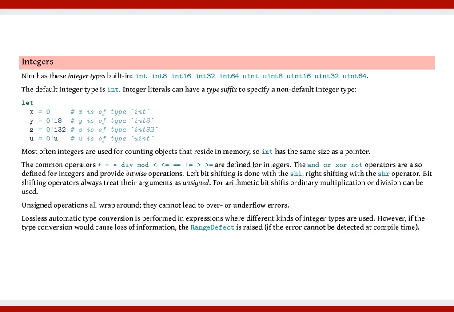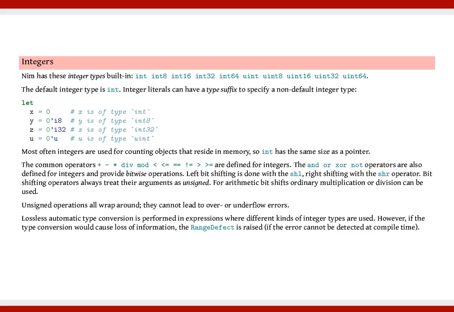Most often integers are used for counting objects that reside in memory, so int has the same size as a pointer. The common operators +, -, *, div, mod, <, <=, ==, !=, >, >= are defined for integers. The and, or, xor, not operators are also defined for integers, and provide bitwise operations. Left bit shifting is done with the shl, right shifting with the shr operator. Bit shifting operators always treat their arguments as unsigned.